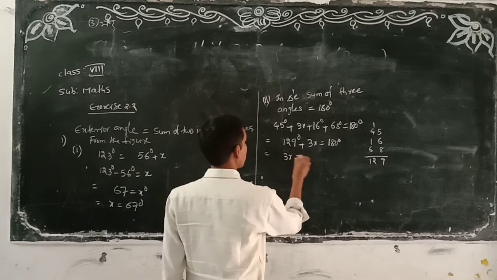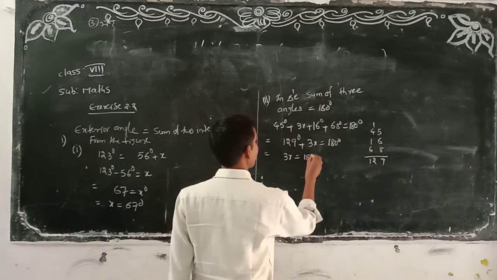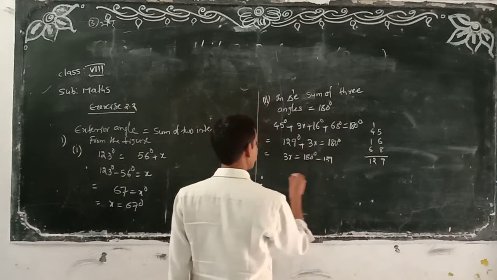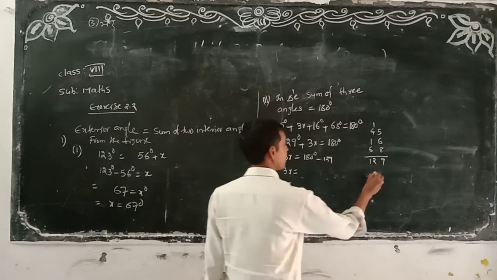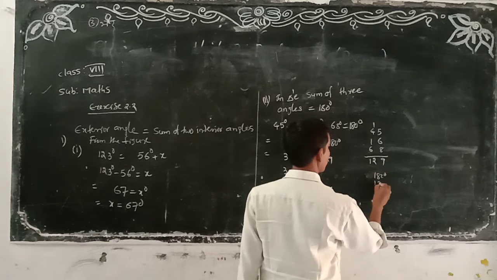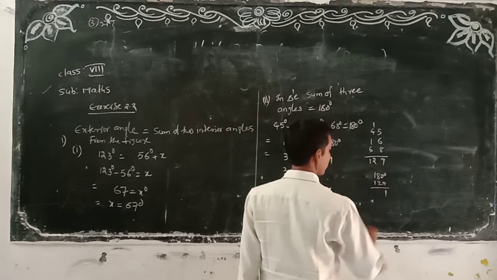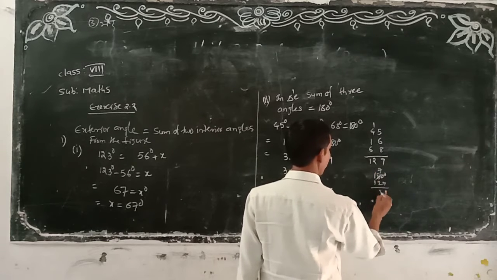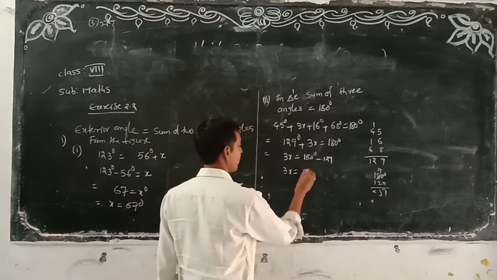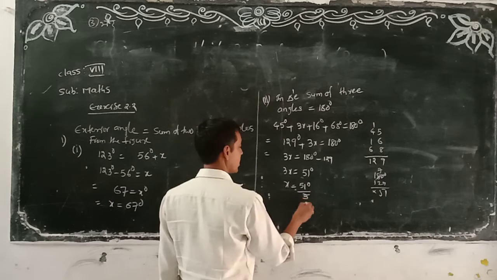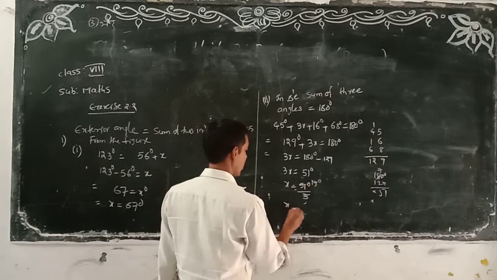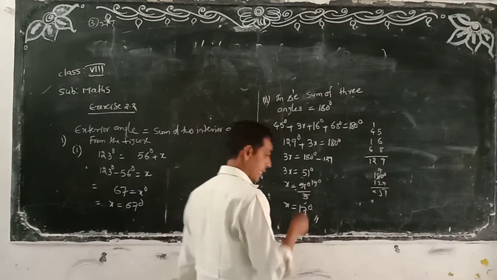3x is equal to, sending this across, 180 minus 129. So 3x is equal to how much? 180 minus 129 is 51 degrees. So x is equal to 51 degrees divided by 3. Cutting the 3, 17. So x is equal to 17 degrees.